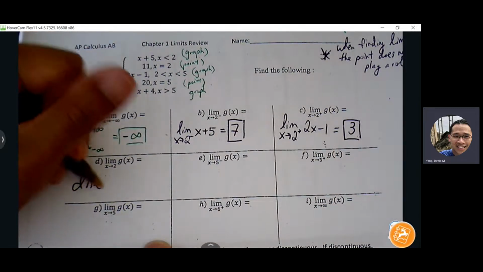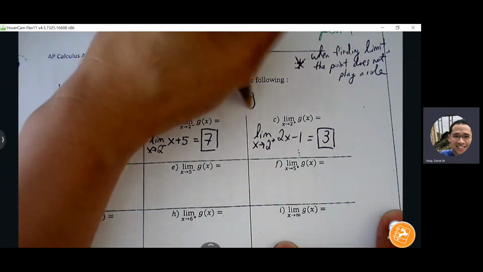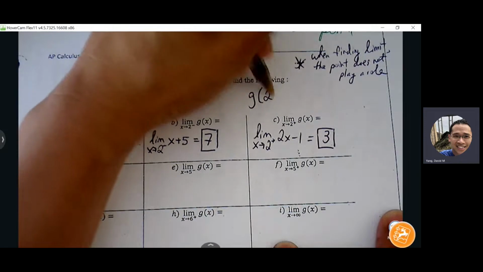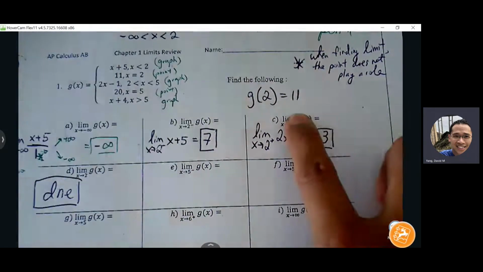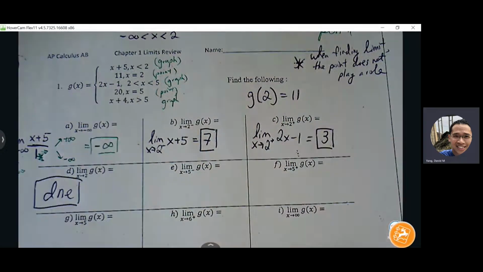If it were looking for 11, it would just say like G and then parentheses 2, right? Exactly. If it was asking for what is G of 2, then you would say 11, because I'm looking for just a physical point. But anytime I'm looking for a limit, I have to look to see what's happening around that point, not so much the point itself.